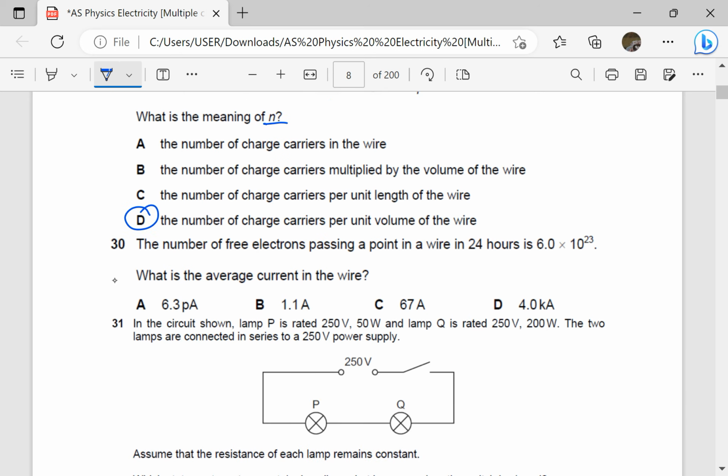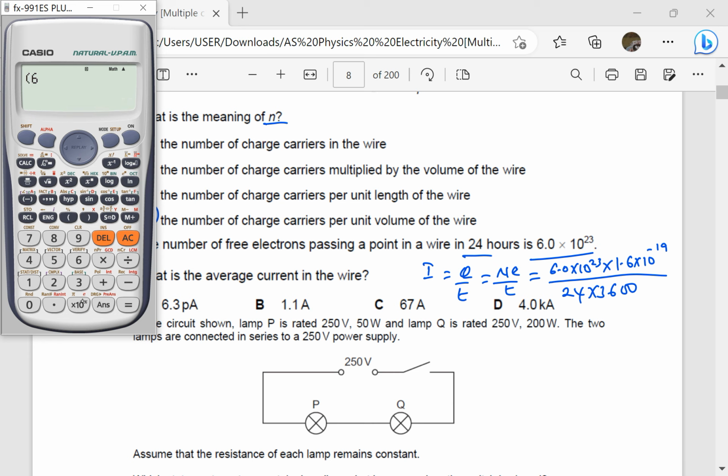The number of free electrons passing a point in a wire in 24 hours is this. So they have given us the number of electrons and time. What is the average current in the wire? Remember, current is the rate of flow of charge carriers, so it is charge over time. Charge is the number of electrons times the charge of each electron, then divided by time. So this will be 6.0 times 10 power 23, times 1.6 times 10 power negative 19, divided by time, which is 24 times 3600.